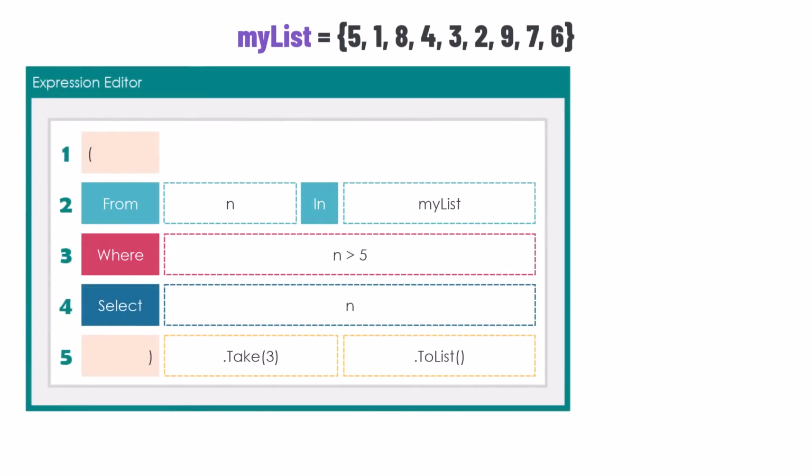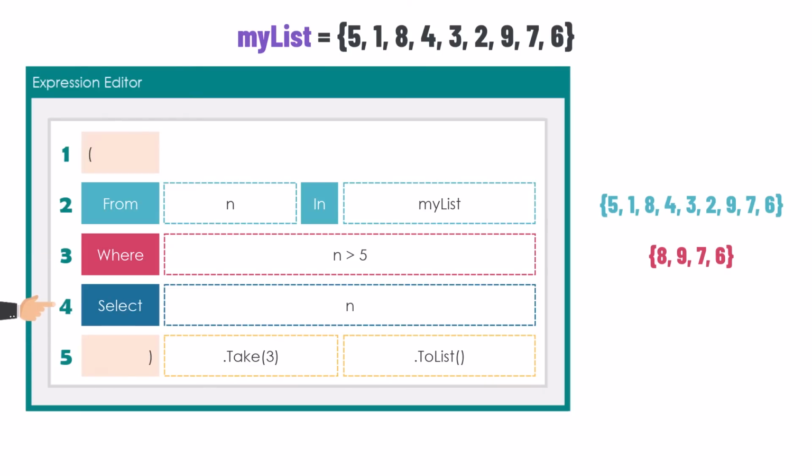Now, let's dissect this LINQ query to understand its behavior. The query begins with the from clause. This initializes a loop, where each item in my list will be represented by the variable n, one by one. Next, the where clause filters our list. Only numbers greater than 5 will be considered for the subsequent steps.